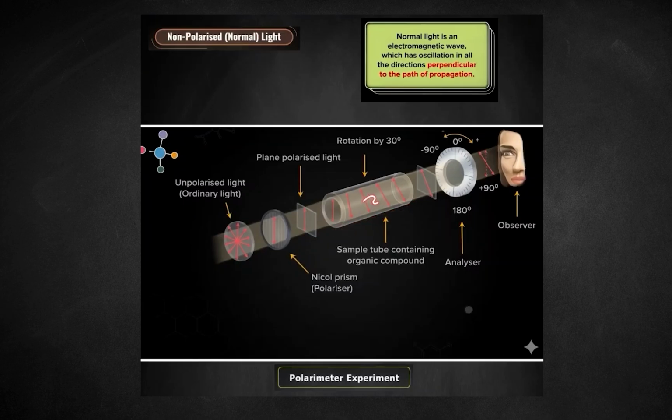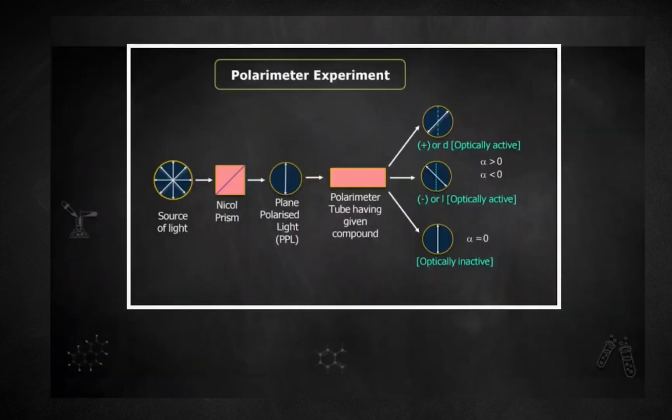In this sample tube you will keep an organic compound which you want to study. Plane polarized light will pass through the sample tube containing the organic compound and after that there will be an observer which will see the deflection in the plane polarized light. If the observer sees no deflection, it means the compound is optically inactive. If the observer sees a deflection, then the compound is called optically active. It is a very simple experiment. Here you can see if there is a deflection in the light, it is optically active. If again there is deflection, it is optically active. If no deflection, optically inactive.